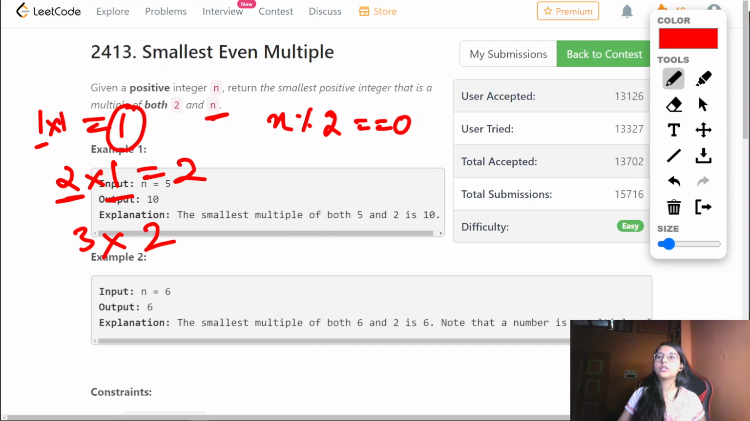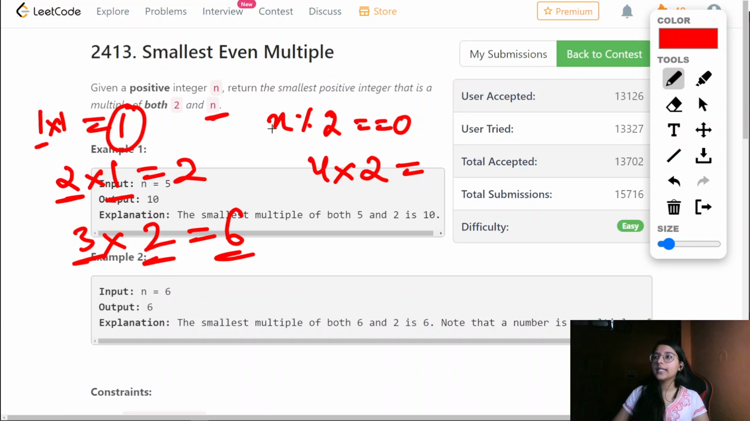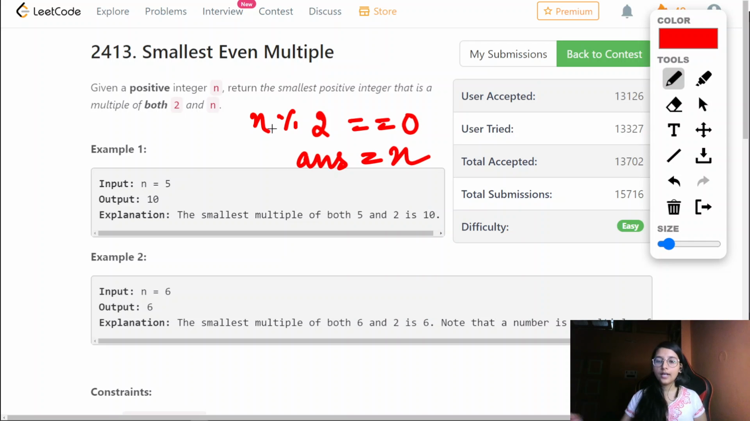Then 3 into 2, here it comes out to be 6. So here 6 is basically a multiple of 3 and 2, right? So here you can see that if a number itself is a multiple of 2, the smallest multiple of both of the numbers would be the number itself. So if there is 4, then 4 modulo 2 comes out to be 0, because 4 is itself a multiple of 2. So here the number itself would be the answer. Basically, I am saying that if n modulo 2 is equal to 0, then our answer would simply be n, because the smallest multiple of both of them would be the number itself.